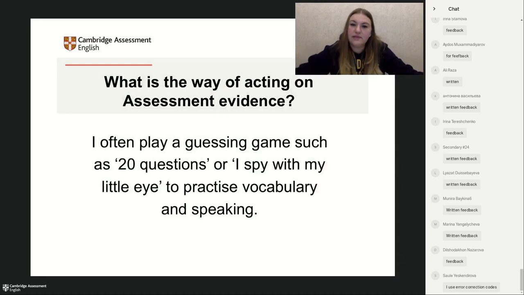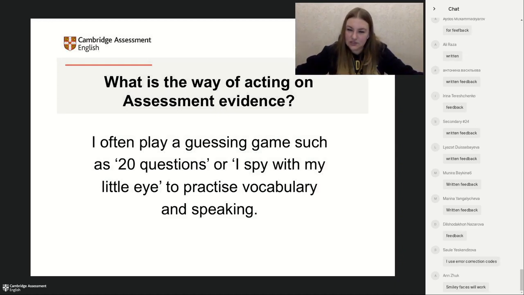The next one, I often play a guessing game such as 20 questions or I spy with my little eye to practice vocabulary and speaking. What is it? Yes, smiley faces will work, sure. Sure, Anne. Yes. Okay. So what is it?